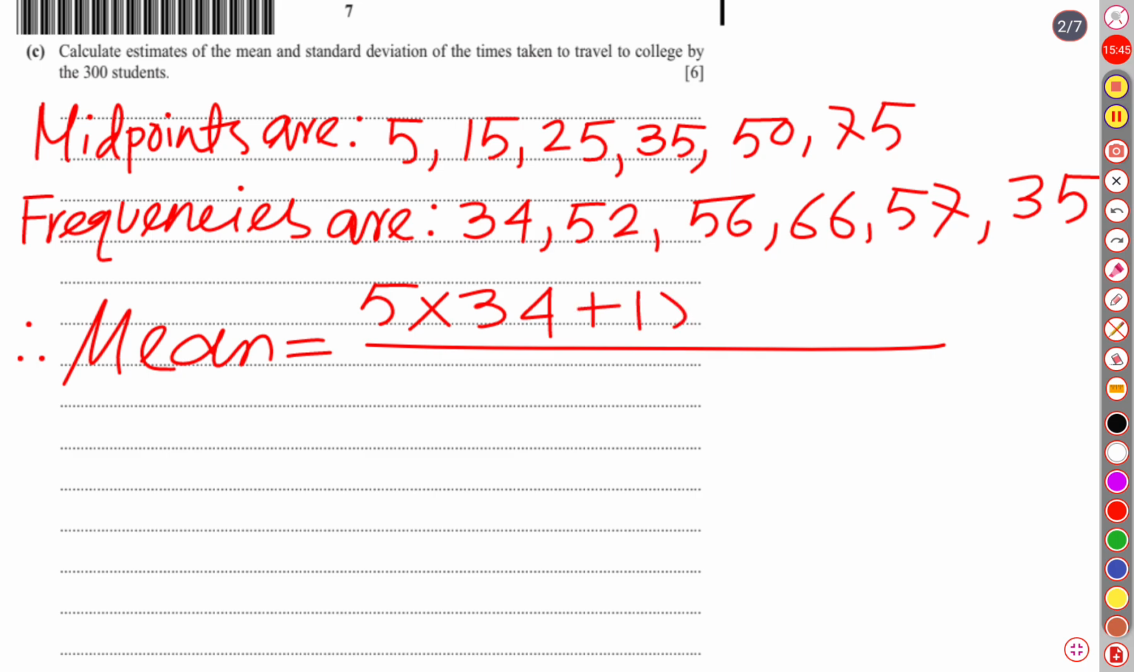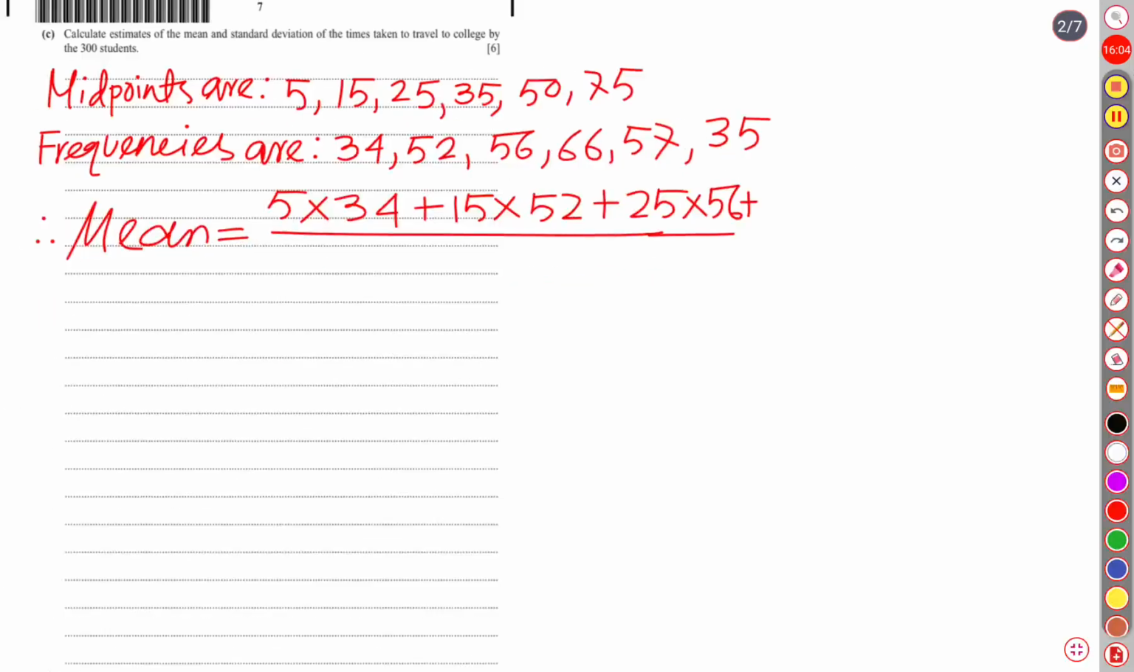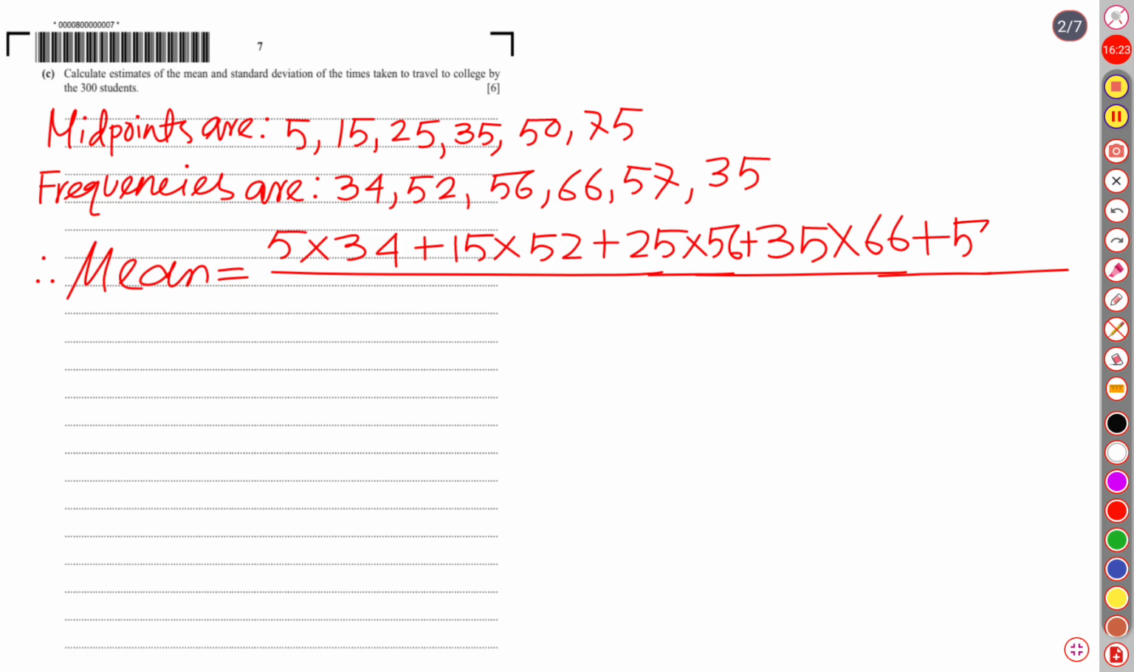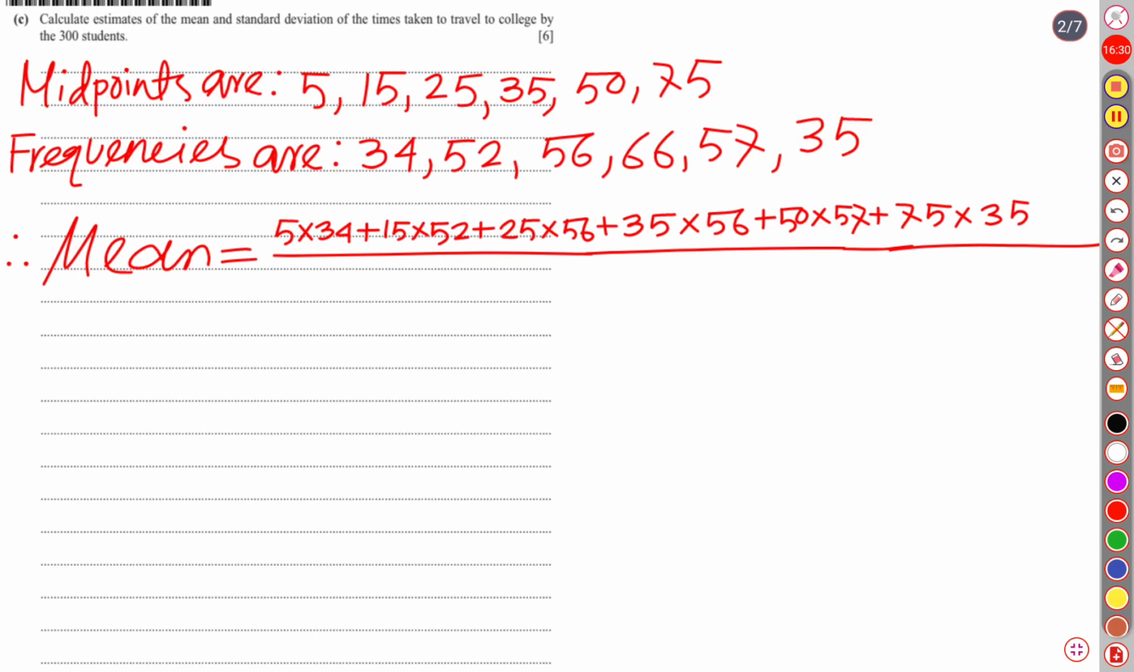So 5 into 34 plus 15 into 52 plus 25 into 56 plus 35 into 66 plus 50 into 57 plus 75 into 35, over 300, since there are a total of 300 students.